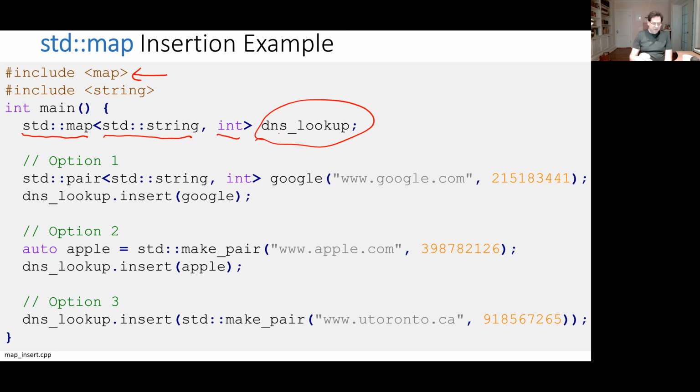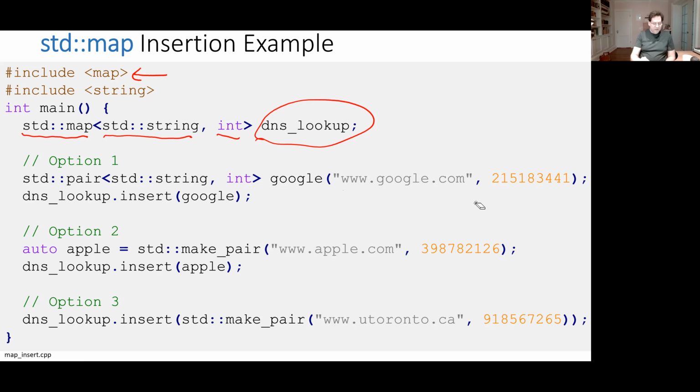How do I put stuff into this? I can make a pair. I can declare a variable called Google. It's a pair of string and int, so key and value, and I'm going to use this constructor to initialize it: google.com and that IP address. Then I can just put this in the binary search tree with this insert function. It's the same insert member function that we talked about before, but with a binary search tree, it's going to be much more efficient than it was with a vector. That's the first way I can put things into my binary search tree.